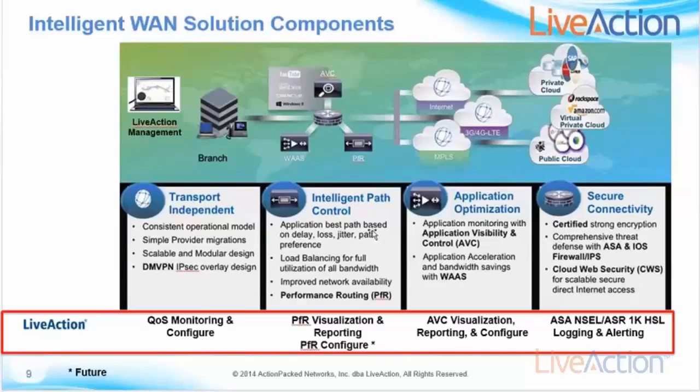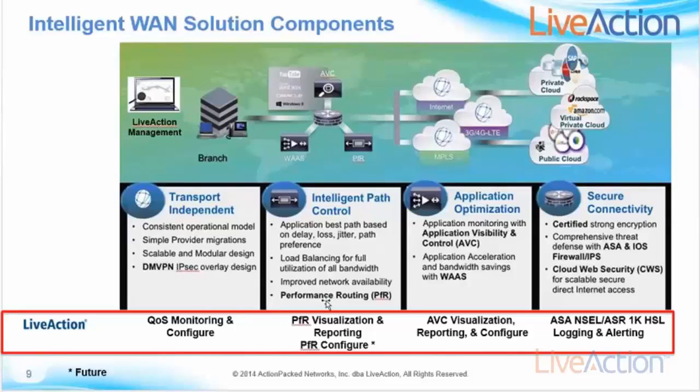On intelligent path control, LiveAction provides the performance routing, visualization, and reporting to visualize the path changes, what out of policy conditions trigger those path changes, and what application traffic was affected or moved. And for PFR version 3, we will be providing richer reporting, including PFR dashboard, trending, and PFR configuration.